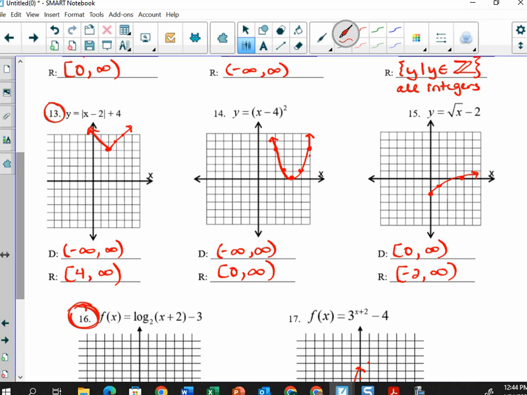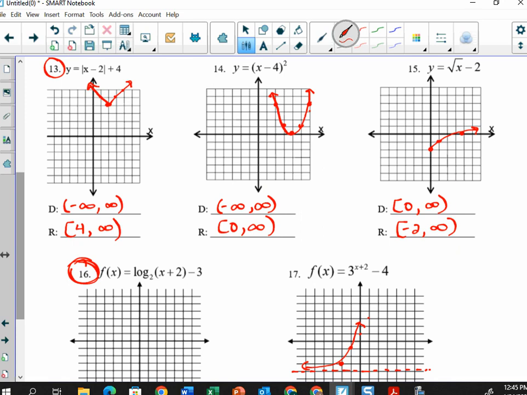Anybody have questions on 13? No, this is not absolute value of x plus 2 plus 4. It's not a plus, it's a minus, and the 4 is not in the absolute value. So you have to look at that as two shifts. Right 2, up 4. Algebraically, you can't move something outside of the absolute value inside the absolute value. It doesn't work.